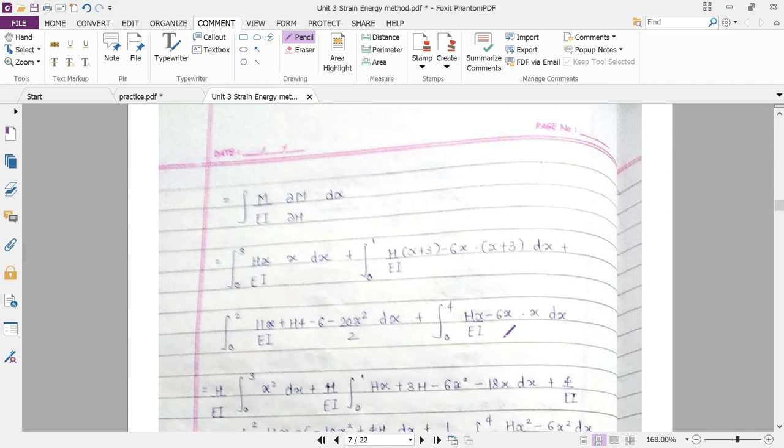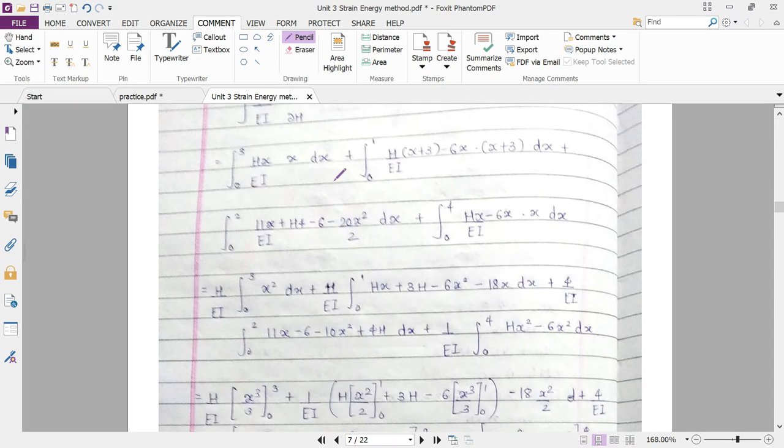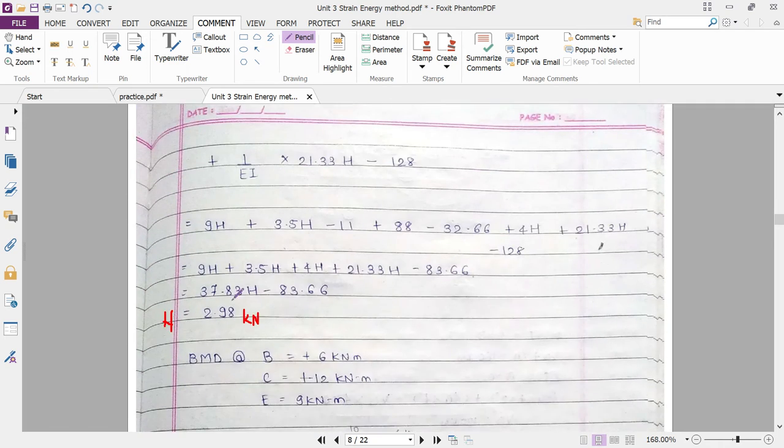Okay, now finally the formula is there, integration of M by EI into del M by del h into dx. So put all these values systematically in your integration formula, and just solve this integration manually or by using the calculator. So finally you will get the answer like this, h is equal to 2.98 will be the answer. That is almost equal to 3. 2.98 is almost equal to 3.